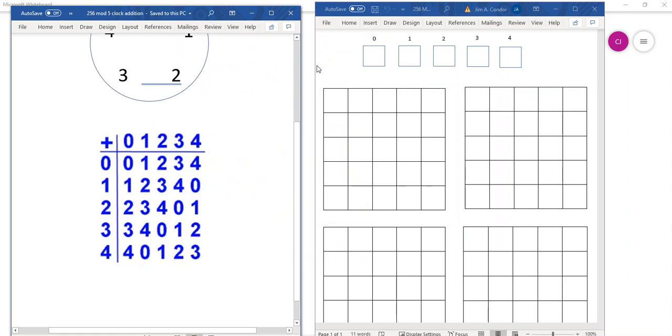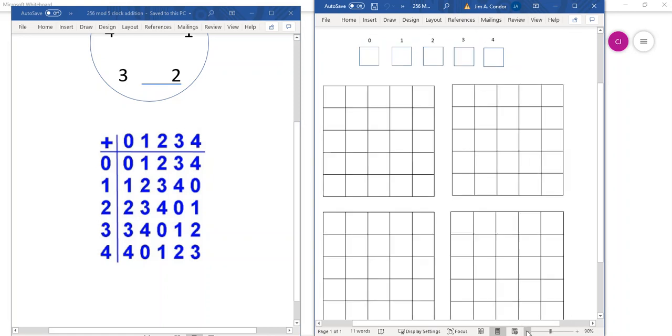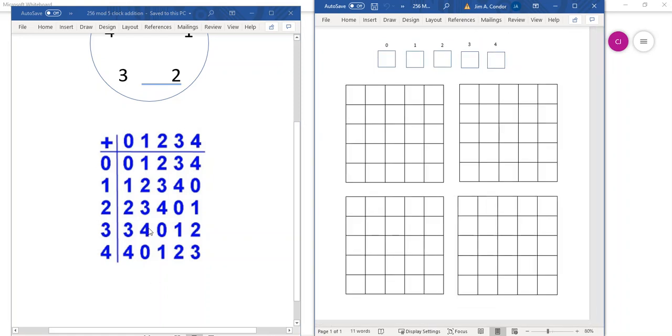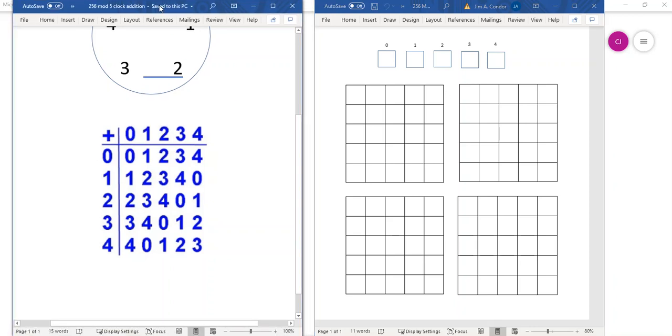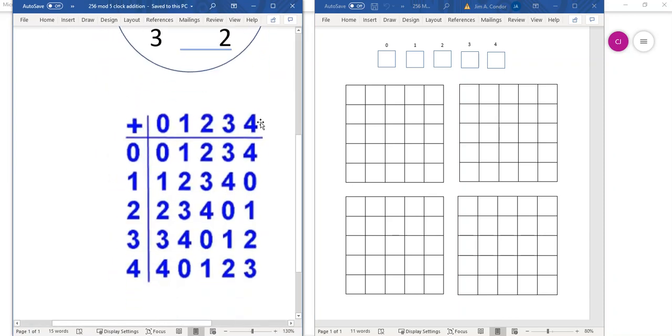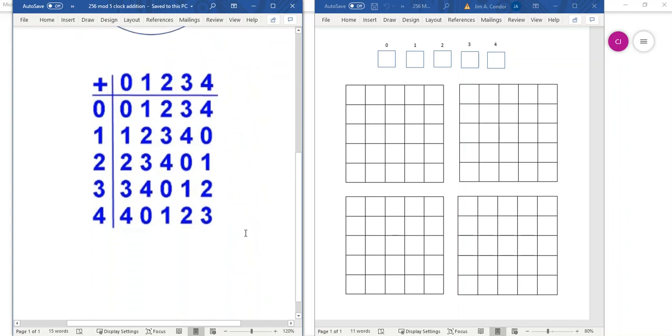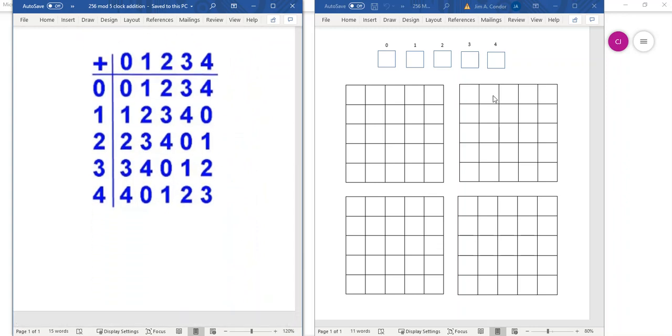All right. Let me make this a little bit smaller so we can see the whole thing. There we go. And again, we don't need this one. We don't need the clock anymore. We just need this right here. Now we've got to fill this up with something, and this is guiding us.